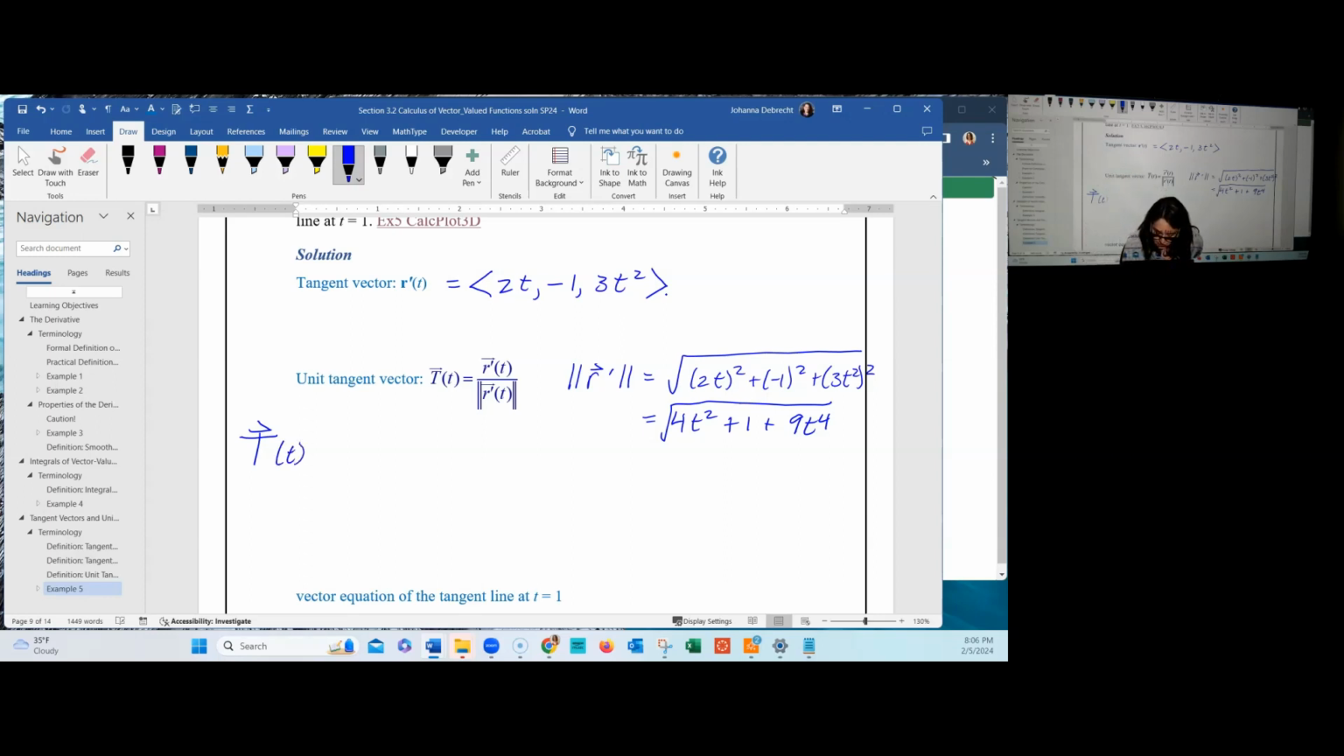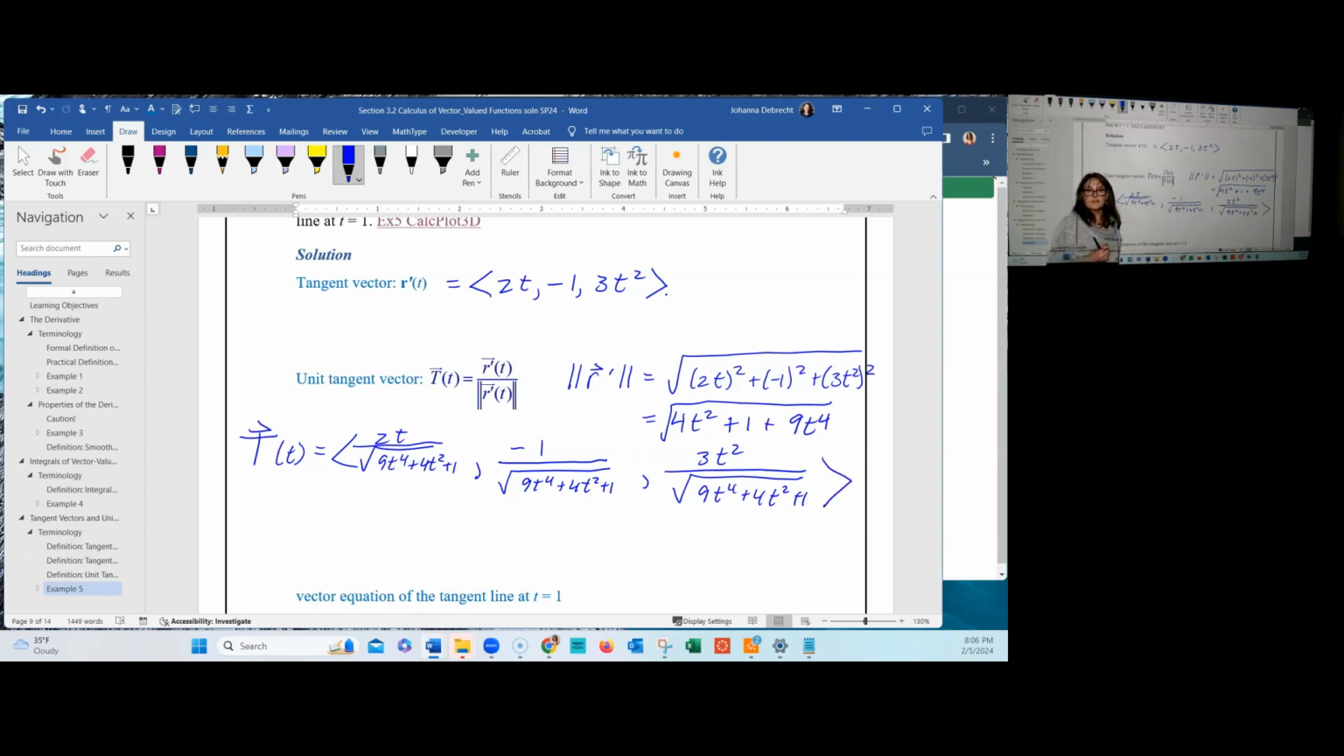So the unit tangent vector is going to be 2t divided by the square root of 9t to the fourth plus 4t squared plus 1, comma, -1 divided by the square root of 9t to the fourth plus 4t squared plus 1, comma, 3t squared divided by the square root of 9t to the fourth plus 4t squared plus 1, right? The unit tangent vector will be used for quite a few things later in the course.